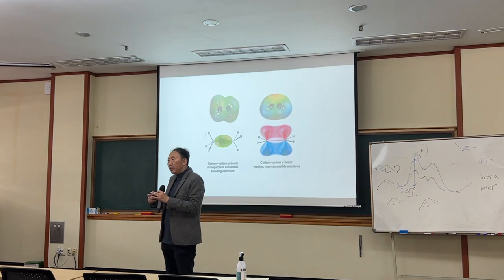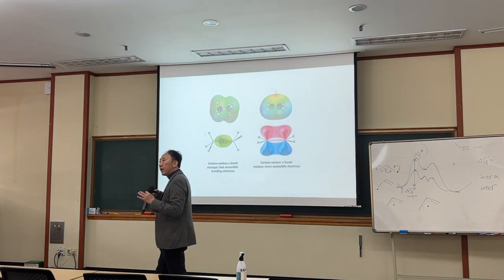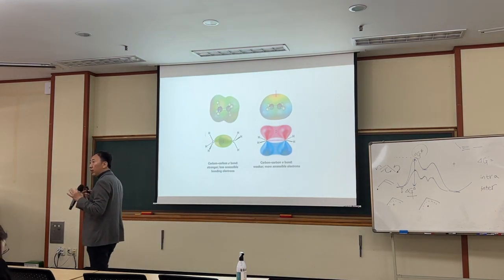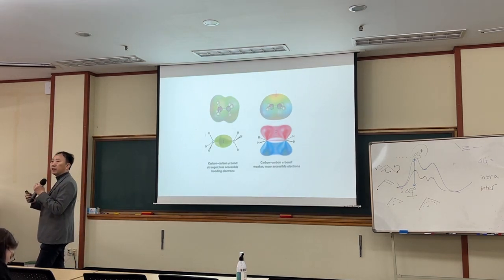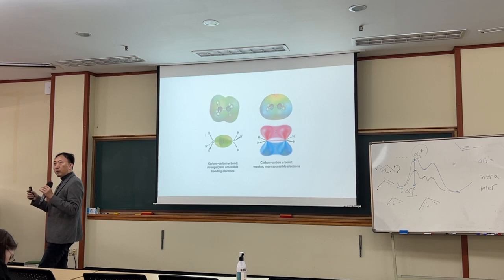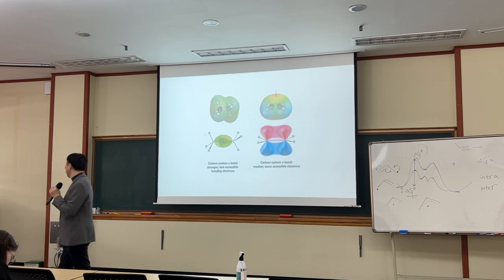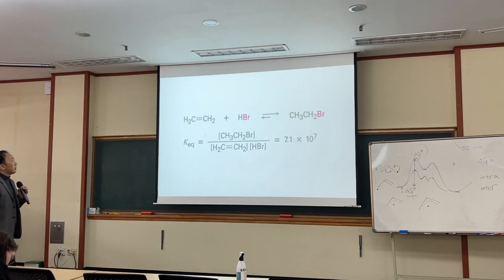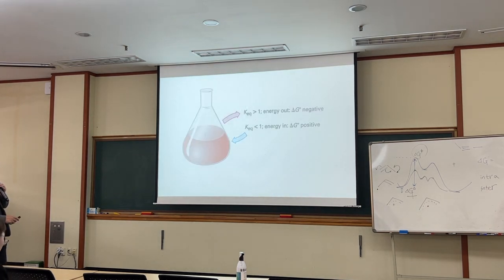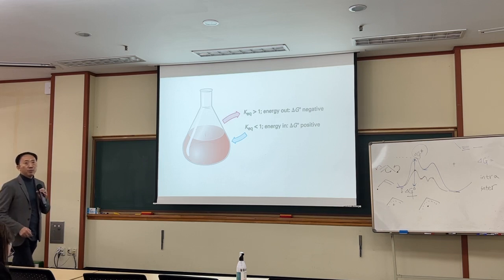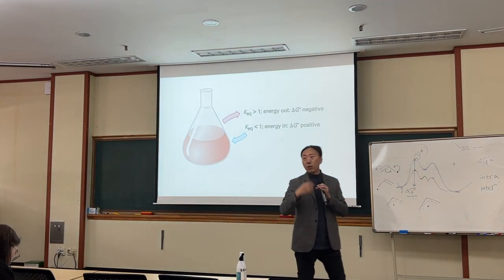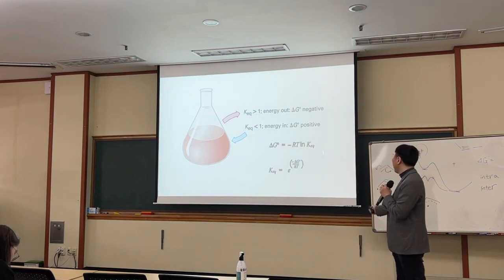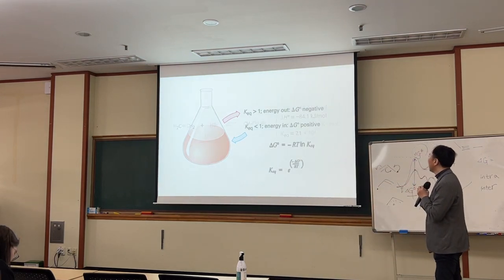Same thing for benzene. Benzene also has pi electrons. Later we are going to learn that pi electrons can also act as electron-donating nucleophiles. Pi bond or double bond, they can act as a nucleophile. And with this equilibrium constant, we can draw like this. A K value more than 1 moves forward, less than 1 moves backward, and this can be defined by this free energy.